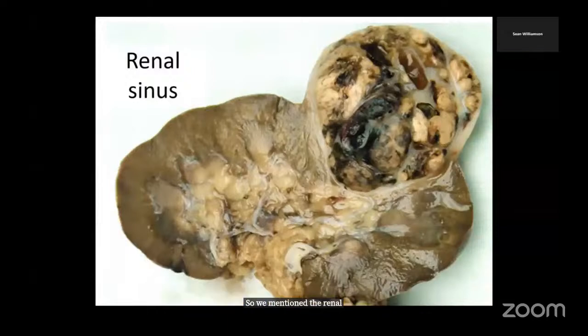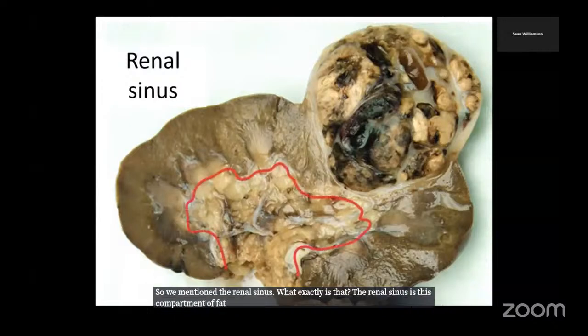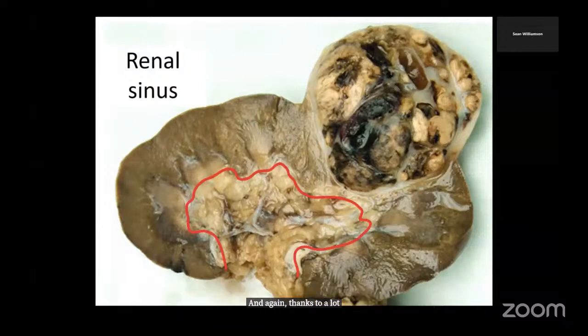So we mentioned the renal sinus. What exactly is that? The renal sinus is this compartment of fat around the hilum that contains the blood vessels and the renal pelvis. And again, thanks to a lot of work by Steve Bonsib, it's been shown that this is the main invasive pathway for renal cell carcinomas.